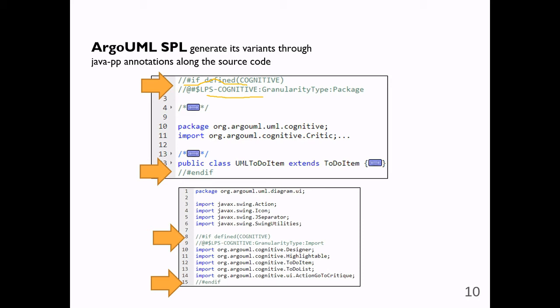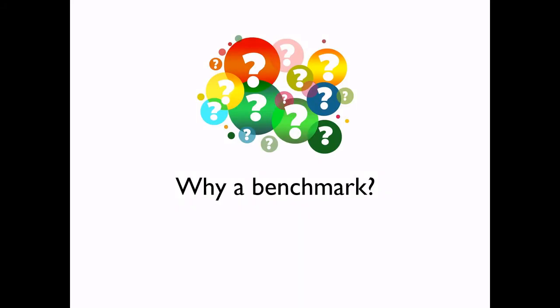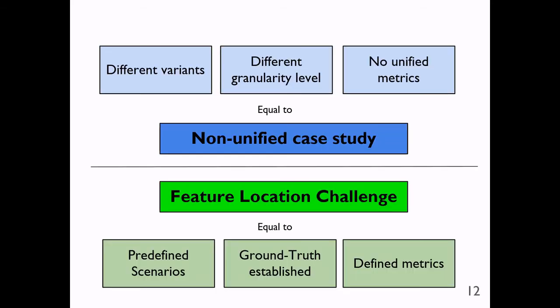And with all of that, why a benchmark about ArgoUML? The elements related with this are related with three different problems, and our feature location benchmark tries to solve those main problems. That would be that there are different variants, there are different granularity levels, and there are no unifying metrics. And that is equal to having a great case study but a non-unified one. For that, our benchmark proposes predefined scenarios, a ground truth established to compare them between each other, and a group of defined metrics.